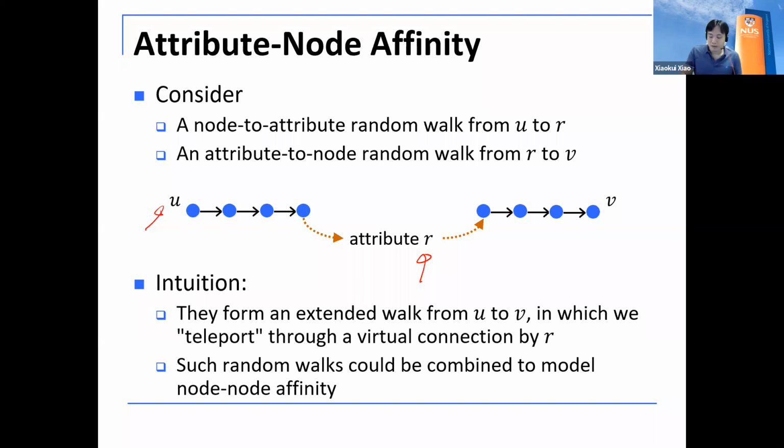And why do we consider this type of extended random walk instead of just a direct random walk without attribute from one node to another? The intuition here is that we want to take into account attribute information when we formulate the affinity from one node to another. Otherwise, if we just ignore the attribute information, then the node-to-node affinity will be solely decided by the graph topology. And that is not going to be good. And we have some indication in our experimental results in this aspect.